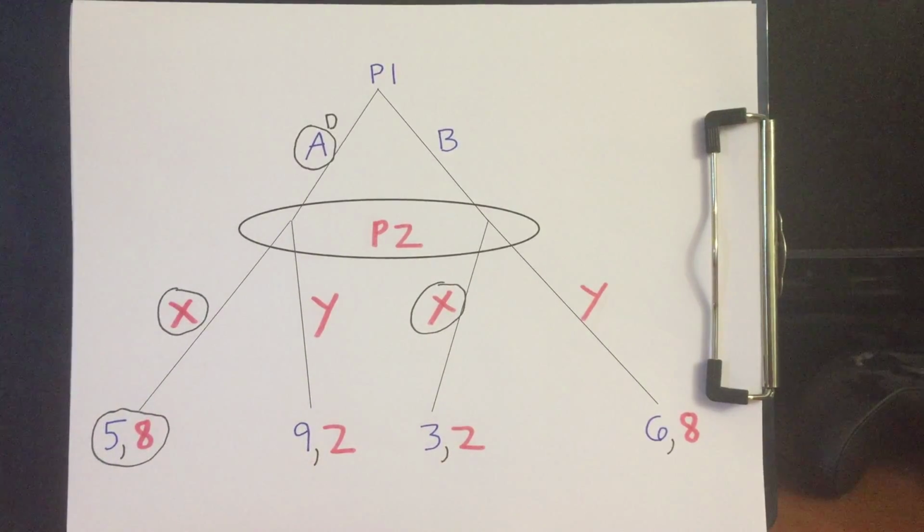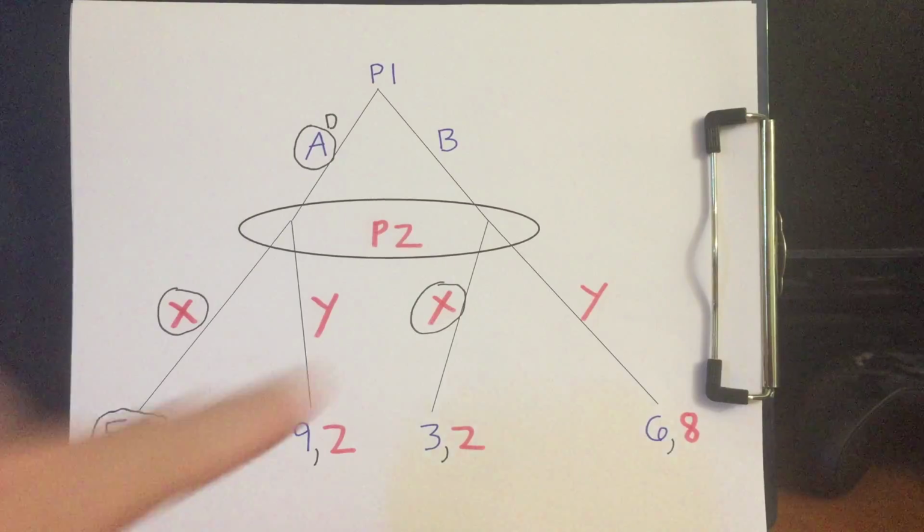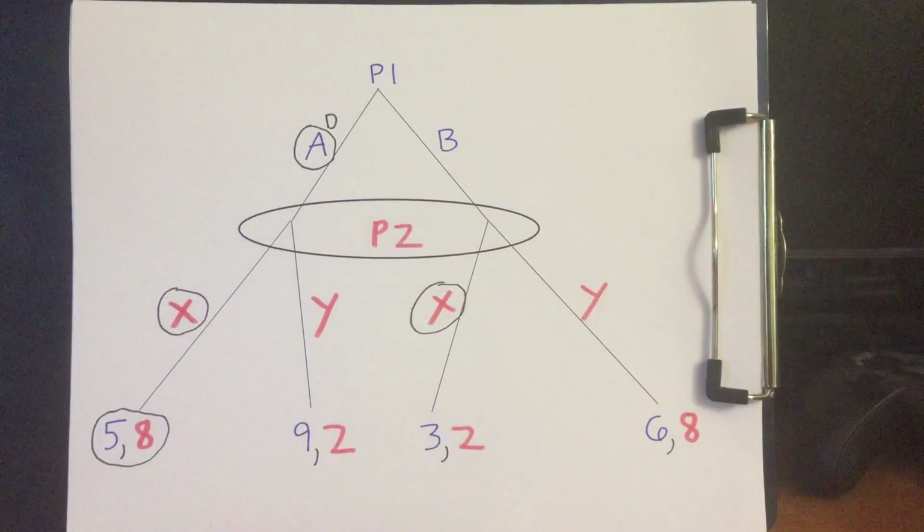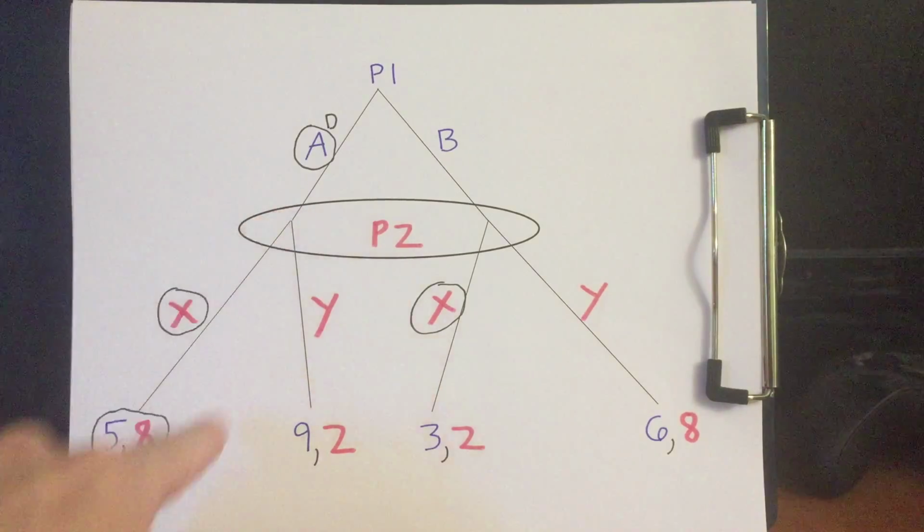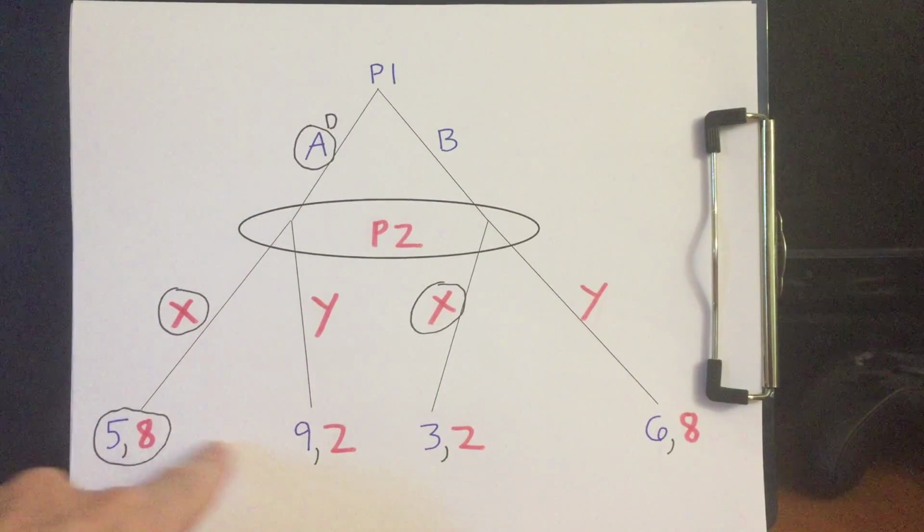Now, player 2 will realize that. Player 2 will say, player 1 has a dominant strategy of A. So I bet player 1's going to pick A. So even though I can't see where I am, even though I'm told I'm somewhere in this oval, I'm going to believe I'm on the left. And if I think I'm on the left, I'm going to go with X.